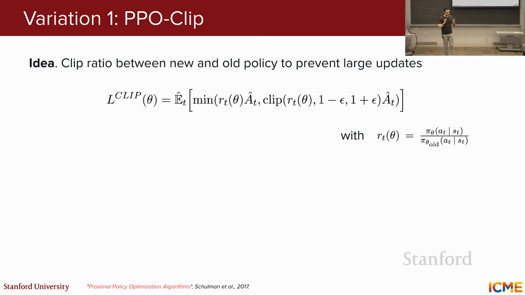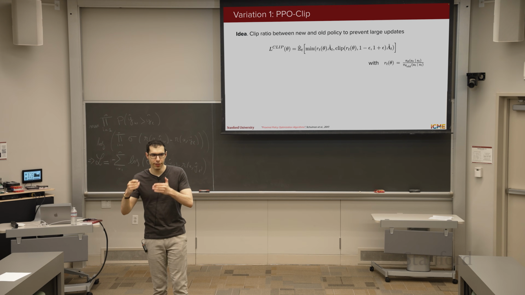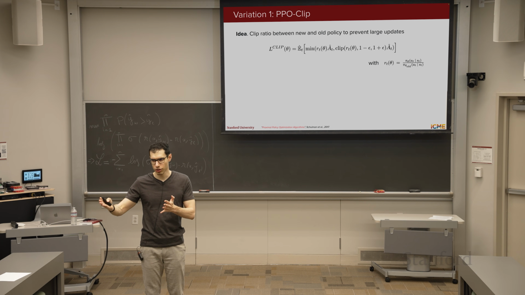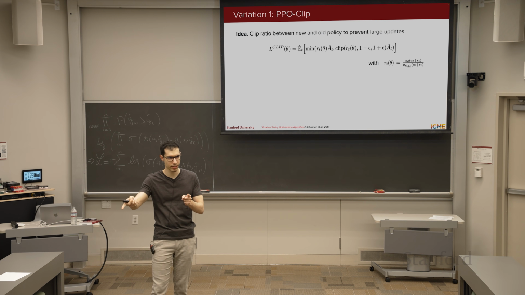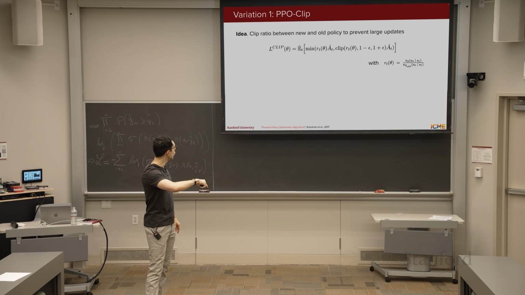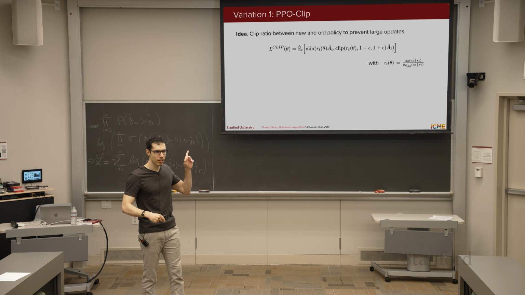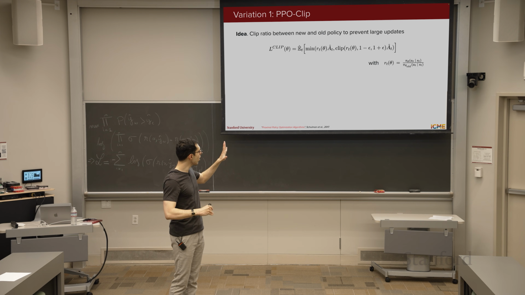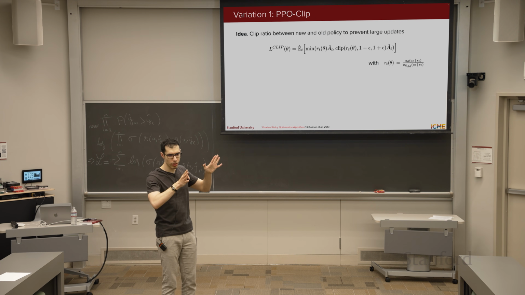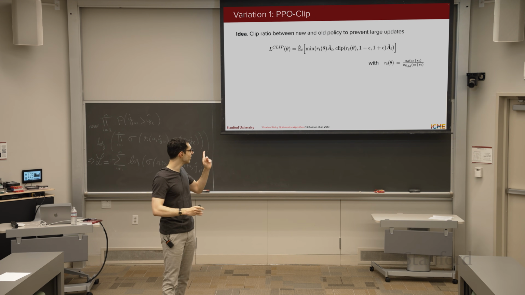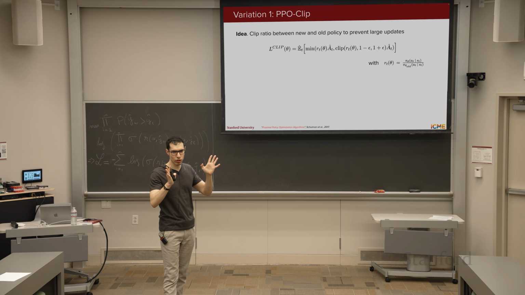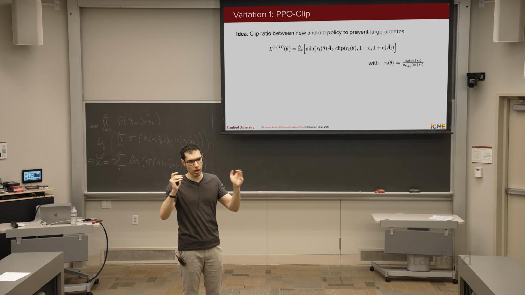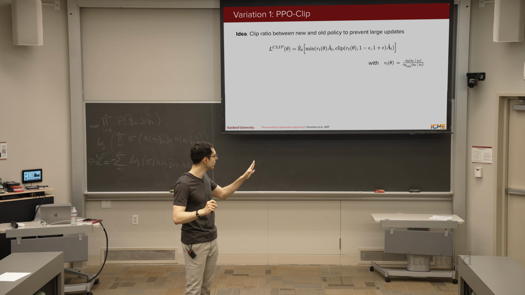So the idea here is to prevent the updates to our model from being too large, from one iteration to the next. So what you have is this loss formulation, which is the minimum of the ratio, and we're going to see what that is, times the advantage, and some clipping of that ratio between two bands, which we're going to see in a second, times that advantage.